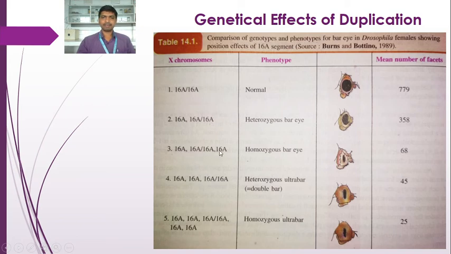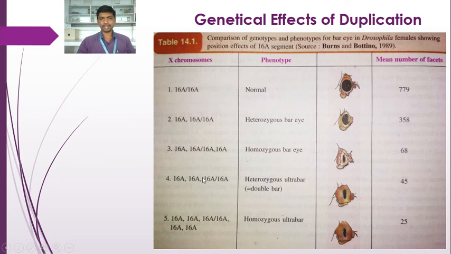Here once again 16A has been duplicated, so two duplicated sections are seen compared with the normal. It occurs on both chromosomes, so it is a homozygous bar eye. Now the shape of the eye becomes very narrow, and the mean number of facets has also decreased considerably.